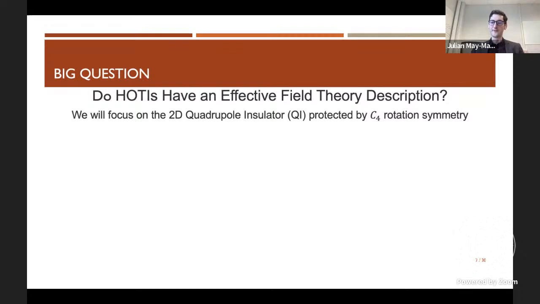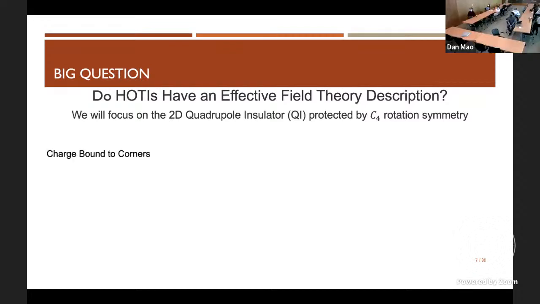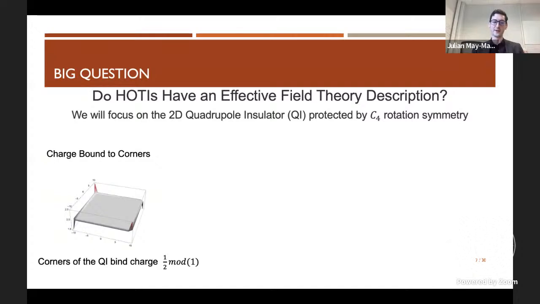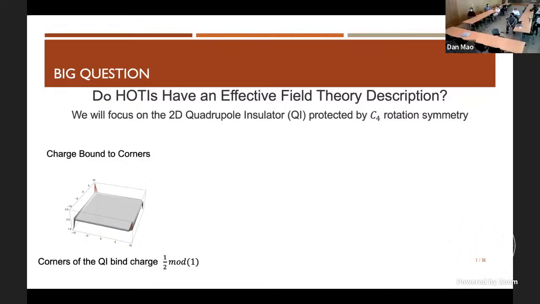Now, there are 2 main pieces of physics I would like the effective field theory to describe, which have been well seen in lattice models. First is the charge bound to corners, where if we look at our lattice model with open boundary conditions, we find that corners of the quadrupole insulator are going to bind charge 1/2 modulo 1. Throughout this talk, I'll be almost entirely focusing on the fractional amount of charge bound to something like a corner, because the integer amount can be shifted by a local addition of a single electron, and as such does not reflect any well-formed topological property of the system. The fractional part, however, cannot be screened by local perturbations, and is thus more robust and gives you a much better understanding of the topological physics at play.